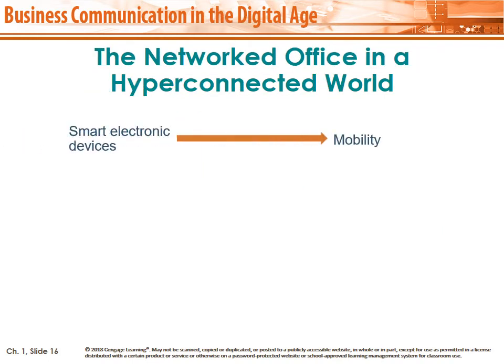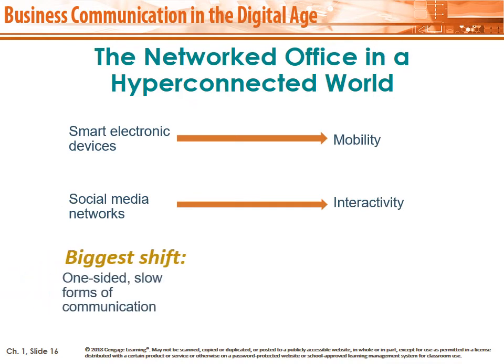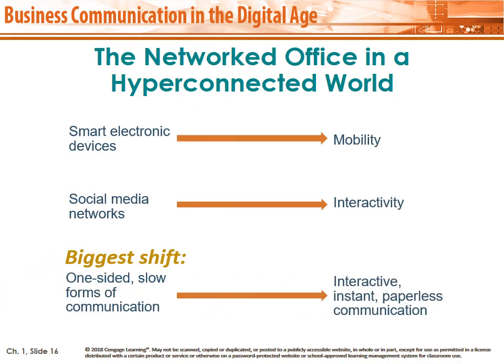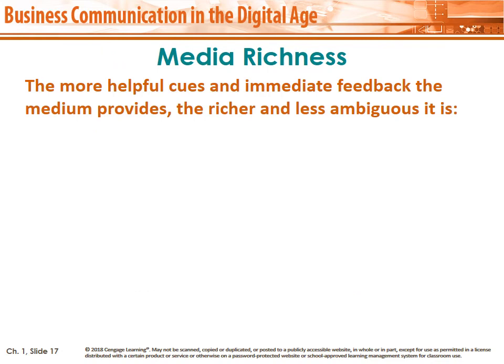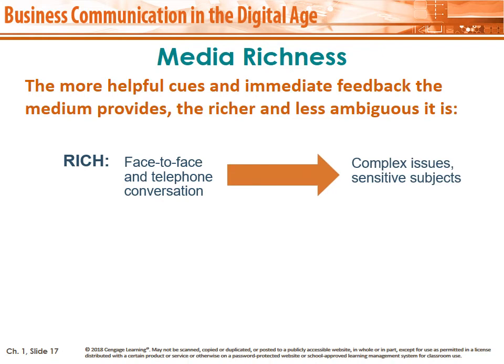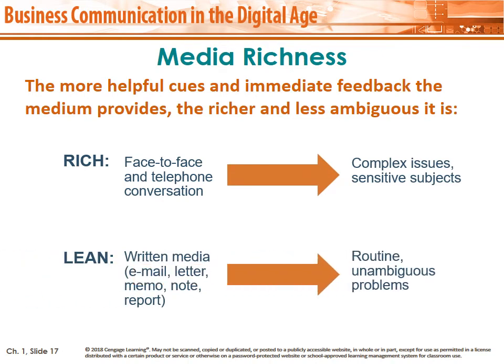The networked office in hyper-connected work. This helped to be more mobile, with more interaction, and the biggest shift is paperless communication. No more need for paper communication. Media richness: the more helpful cues and immediate feedback the medium provides, the richer and less ambiguous it is. Whenever you need a rich medium, rich here means face-to-face and telephone conversation. It's for complex issues and sensitive subjects. But if it's just a routine, unambiguous problem, then go for the lean medium. Written media such as email, letter, memo, note.